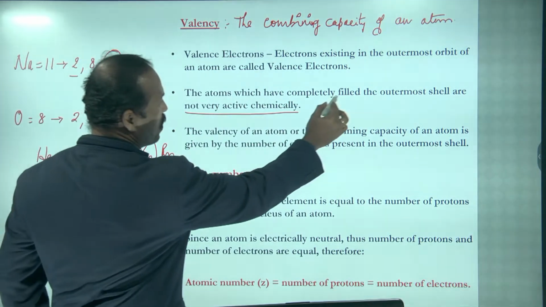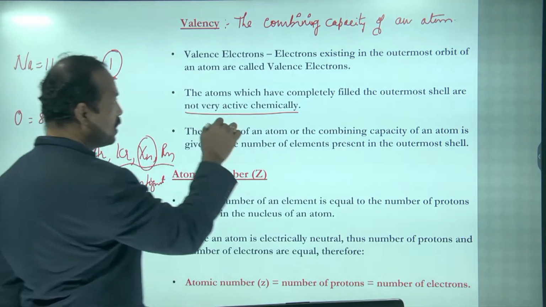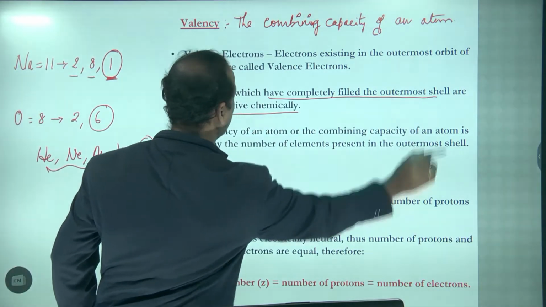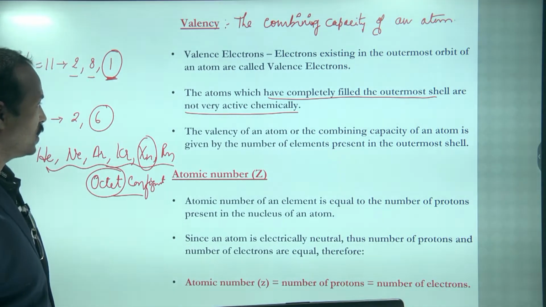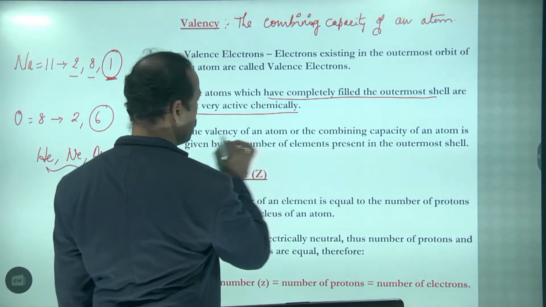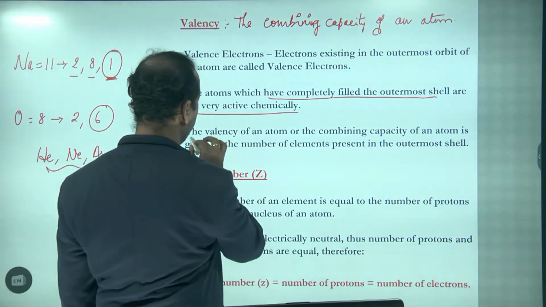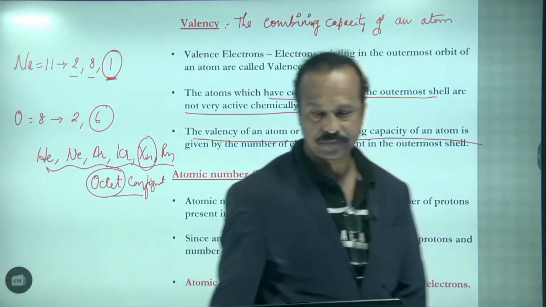So the atoms which have completely filled shells. When we say that there is octet configuration, the meaning is that the outermost shell is completely filled, so the atom is not very active chemically. Is this clear to you? Right. And the valency of an atom, just now I told you, is the combining capacity of an atom. Here the definition is given. That is about the valency.